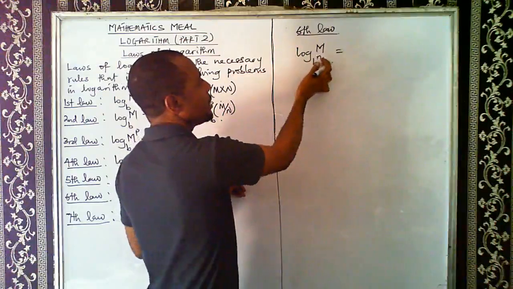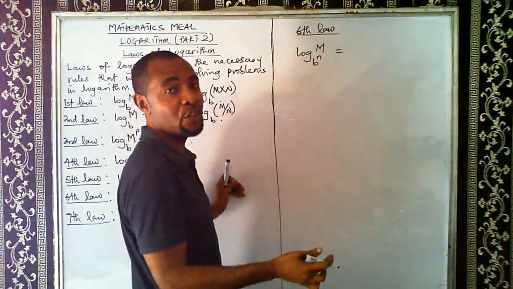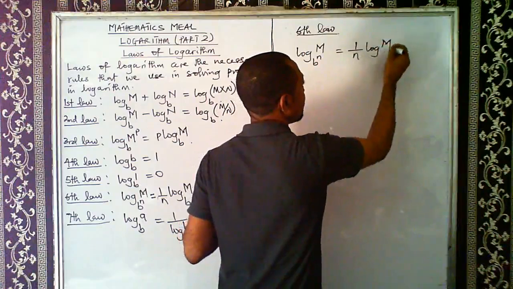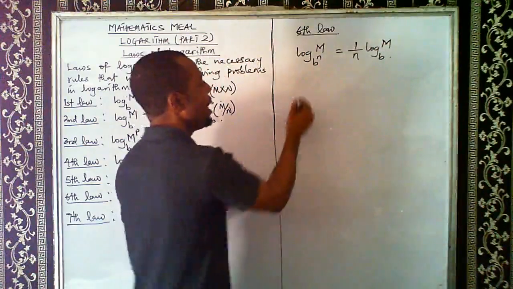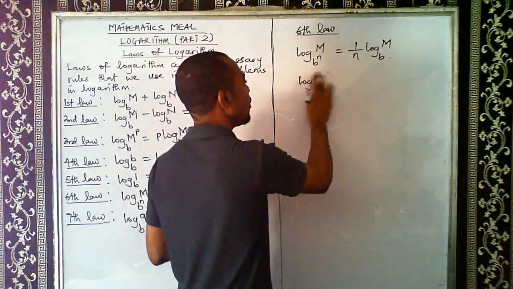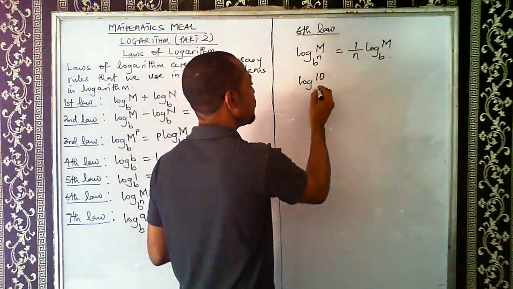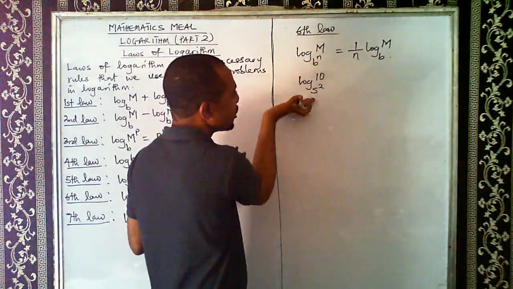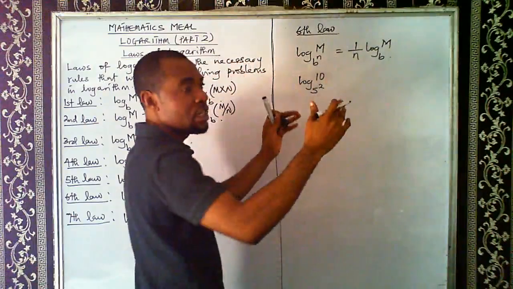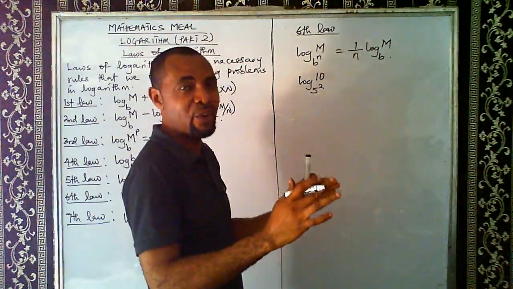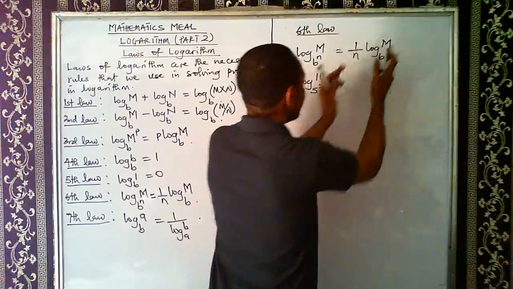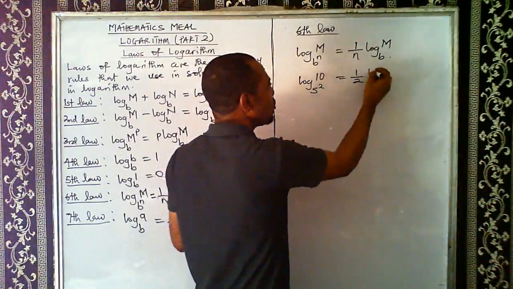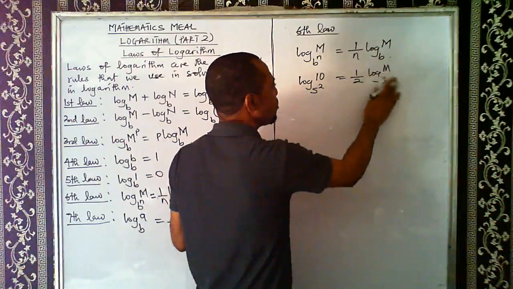When the power is on the base, it's the reciprocal of the coefficient of the log. So this is 1 over n log m to base b. So if I have log m, let's say I have log m in base 5 raised to power 2. An alternative way of writing this, just following this law. This is a law, it's a rule, so you don't argue about laws. You don't argue about rules in mathematics. I look at it, this corresponds with this law, so I have to write this as 1 over 2 log m in base 5.